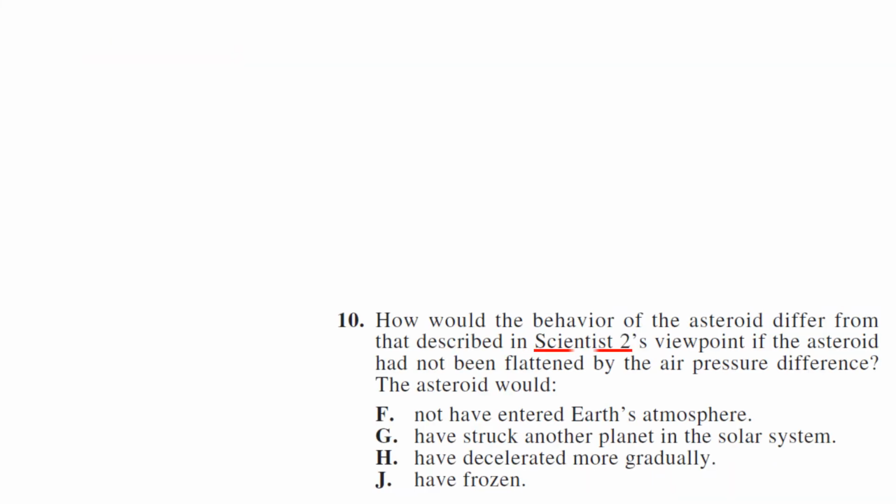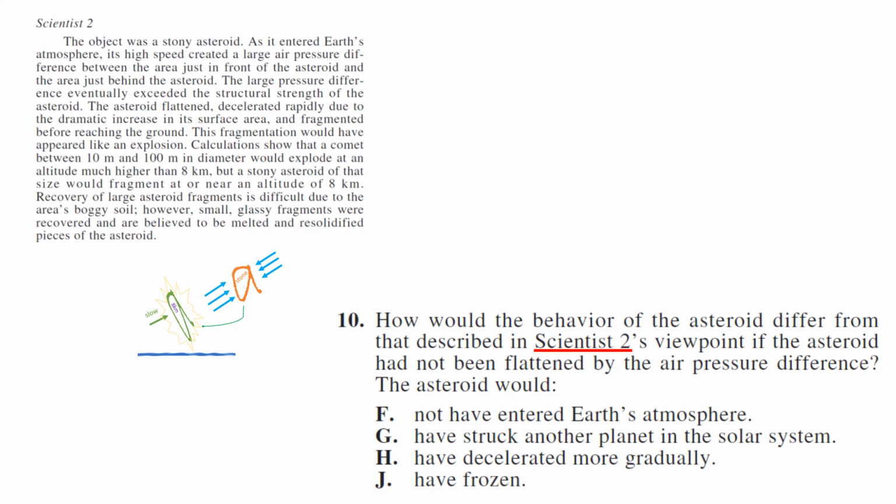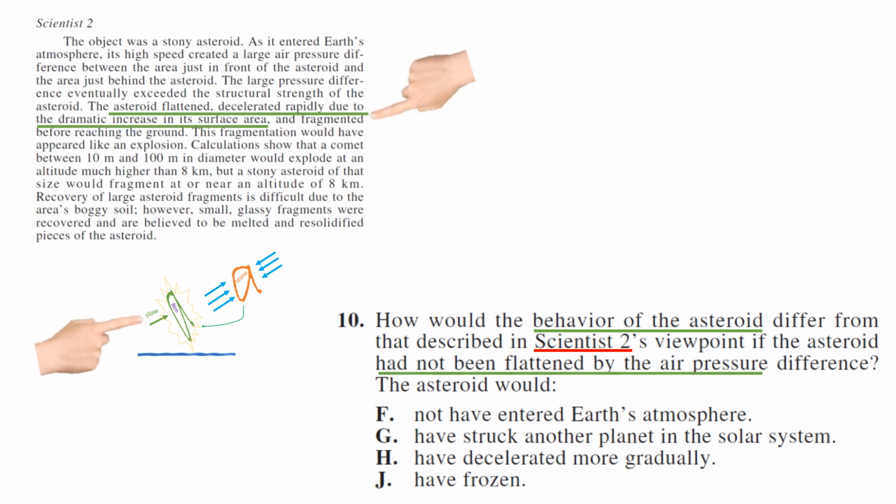Number 10, scientist 2. How would the behavior of the asteroid differ from that described in the viewpoint if the asteroid had not been flattened by air pressure? So the air pressure, we can see from our drawing and from the reading, it slowed the comet, the asteroid rather. It says in the reading it decelerated rapidly. So if it had not, it would have decelerated more gradually. H.